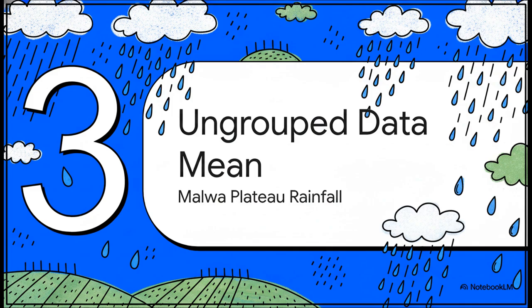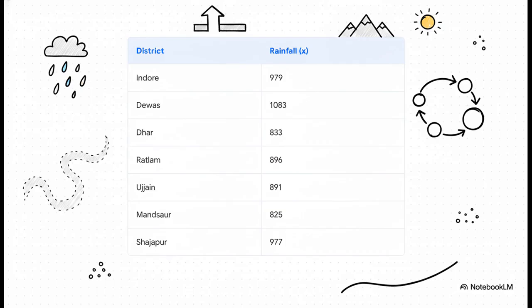Section 3. Mean of ungrouped data. The rainfall of the Malwa Plateau. Okay, we're going to anchor our very first calculation in the real world. Notice the varying normal rainfall in millimeters across these 7 distinct districts in the Malwa Plateau. Mansour is on the drier end at 825 millimeters, while Dewas gets quite a bit more at 1,083 millimeters. Because we have individual, highly specific values for every single district here, this is what statisticians call ungrouped data.